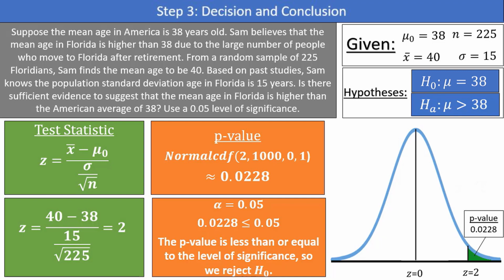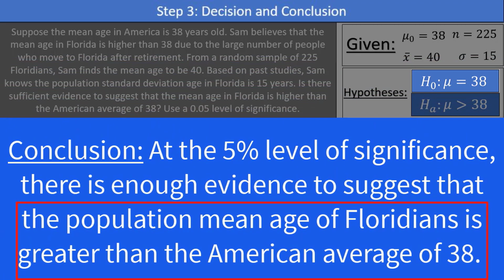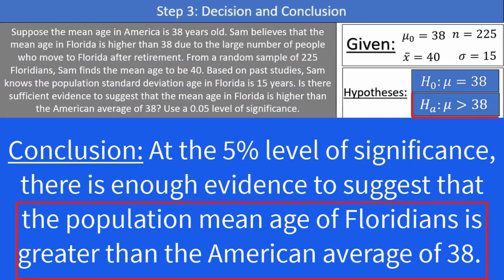For the conclusion, we say that at the 5% level of significance, there is enough evidence to suggest that the population mean age of Floridians is greater than the American average of 38. If we would have failed to reject the null hypothesis, the conclusion would be identical, except "is" would change to "is not." Notice this phrase corresponds to the alternative hypothesis, mu greater than 38.